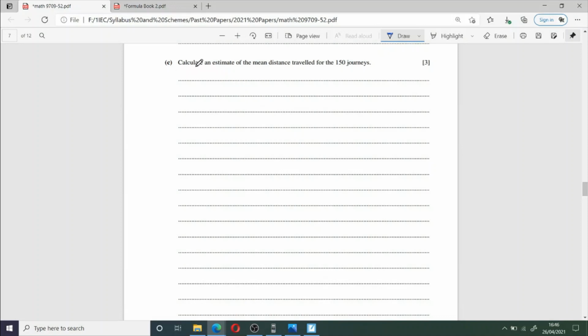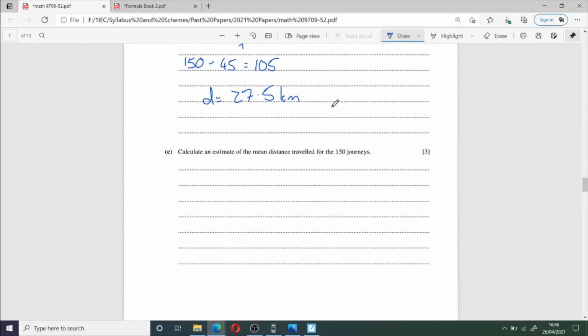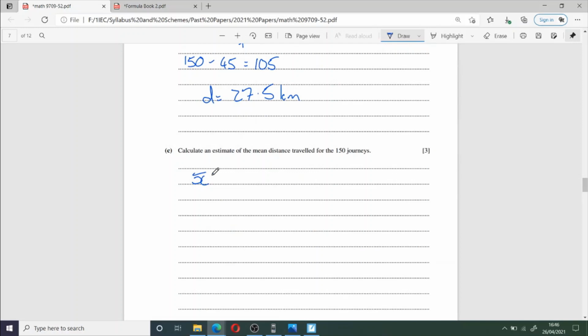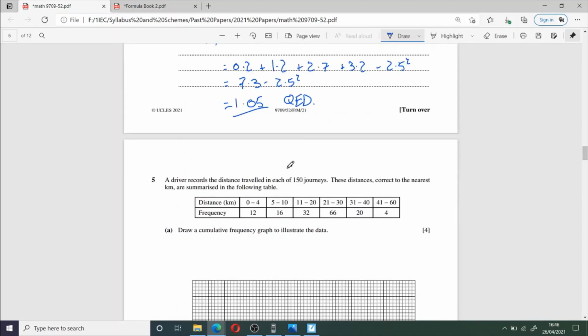Part C is a relatively straightforward estimate of the mean question. So we're going to go to our table, and first of all we're going to need our midpoints. Let's write down the formula we're going to use first. Our mean is the sum of fx divided by the sum of f. So x is the midpoint. So here for the midpoint, my class boundaries are 0 to 4.5. So I'm going to do 0 plus 4.5 and divide that by 2. And that gives me my midpoint of 2.25.